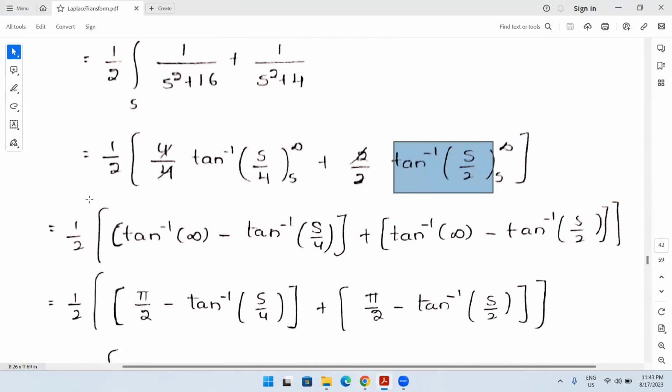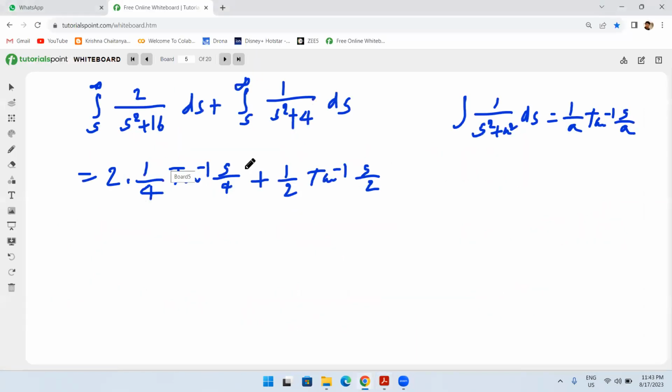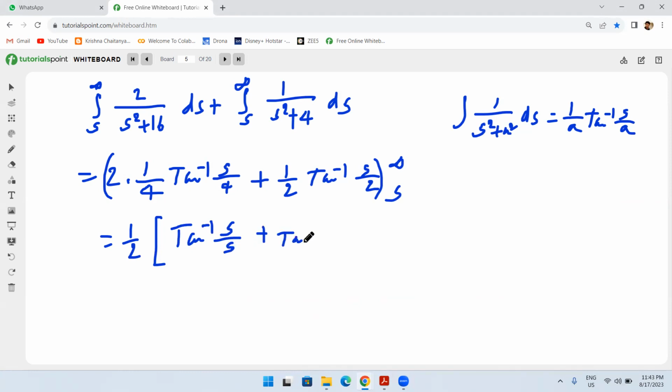And next here, 1 by 2 anyway is common, and tan inverse s by 4, first one, from s to infinity. So here I'm taking 1 by 2 common, and we get tan inverse s by 4 plus tan inverse s by 2. In both terms, we substitute first here s by 4, this is s by 2. Okay. And next, in the place of s, if we put infinity, s to infinity, sorry.